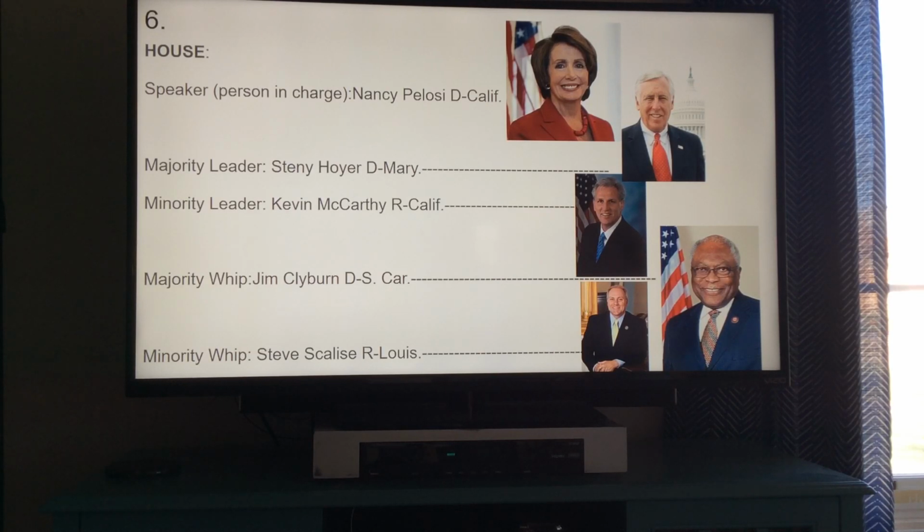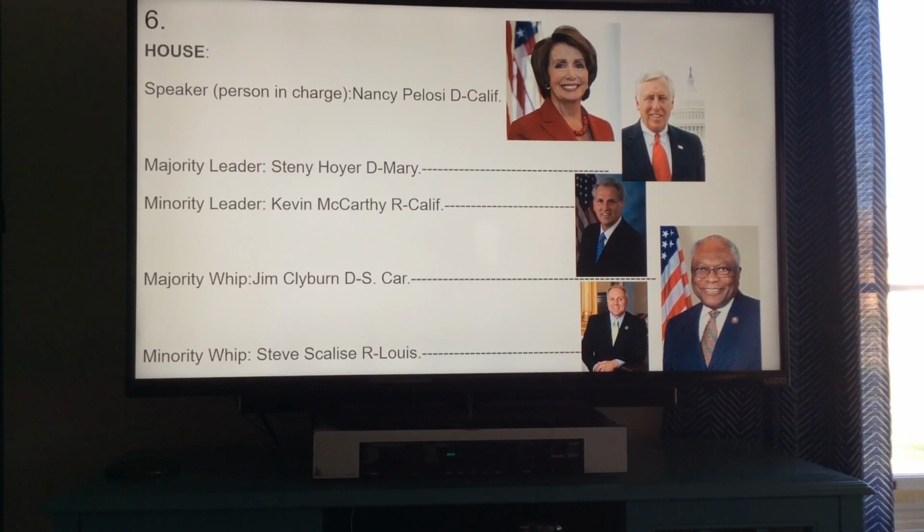On the minority side, they also have a leadership structure, although there is no such thing as a minority speaker. There's just the one Speaker of the House. And so the leader of the Republicans in the House of Representatives is the minority leader. Kevin McCarthy is the current minority leader. He's a Republican from California. And then the Republicans also have a minority whip, and that's Steve Scalise, a Republican from Louisiana. Steve Scalise was actually once shot playing a baseball game, but he has subsequently recovered and has gone back to being the minority whip.